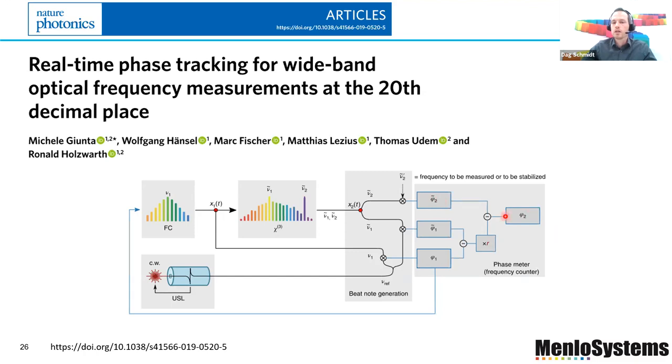And then you can clean this distortion. So you can get rid of these phase drifts in the data, or you actively use this as a servo signal to steer fiber length here to correct these optical phase drifts.